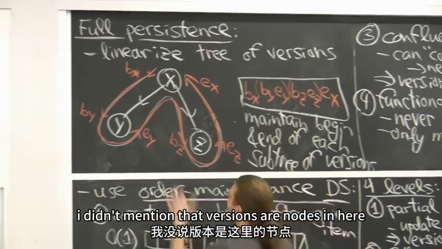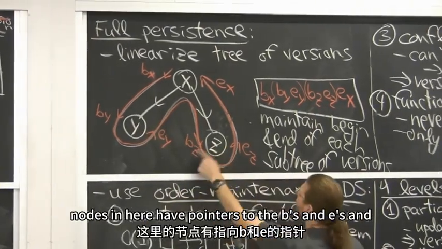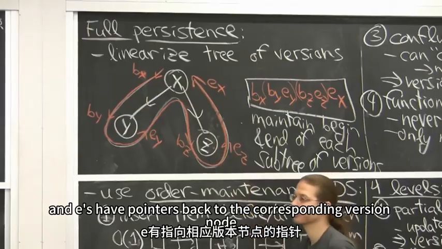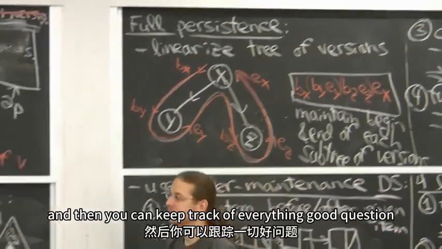So yeah, I didn't mention that. Versions are nodes in here. Nodes in here have pointers to the B's and E's, and vice versa. The B's and E's have pointers back to the corresponding version node, and then you can keep track of everything.